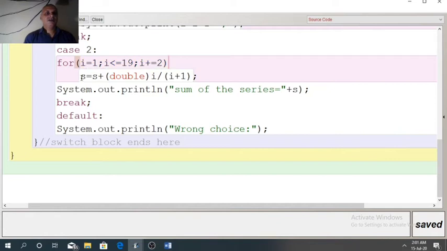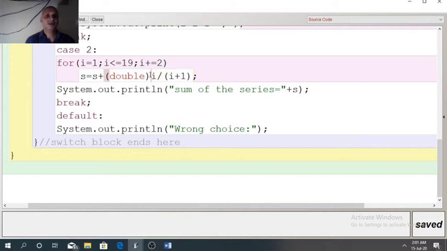Now the logic for finding the sum of the series is s equal to s plus general term. Here general term is I divided by I plus 1. So first time when I is 1, we will get first term as 1 by 2. When I will be 3, then we will get 3 by 4. Similarly, when I will be 19, we will get 19 by 20.